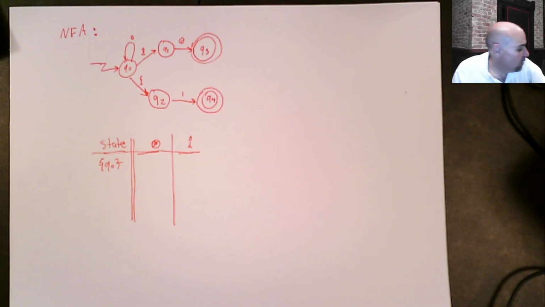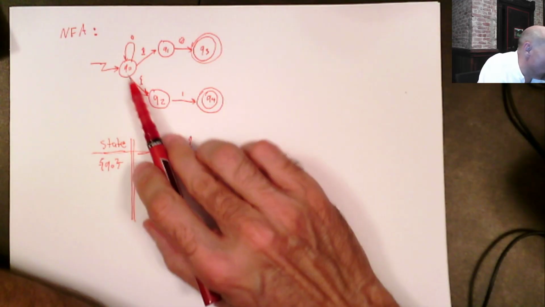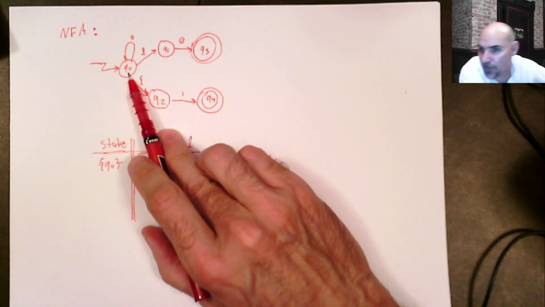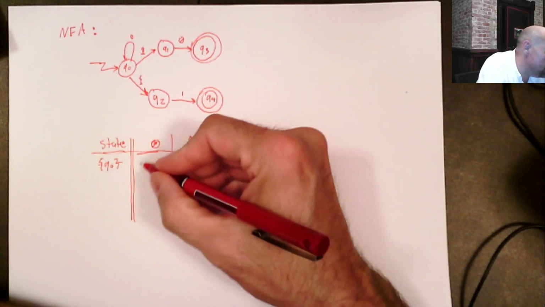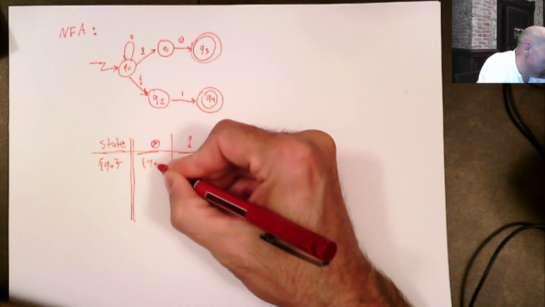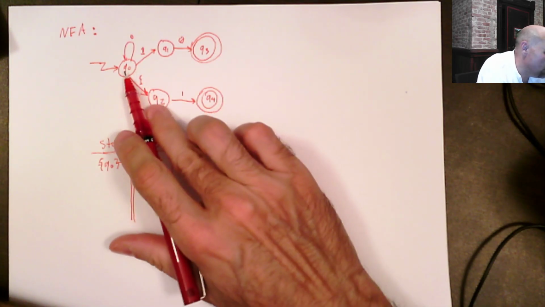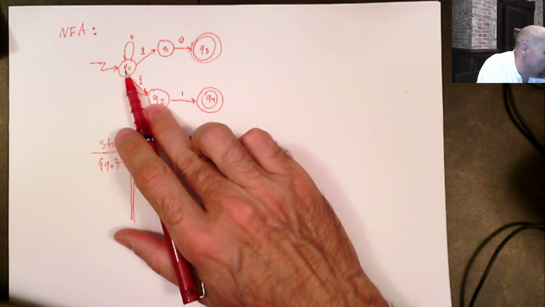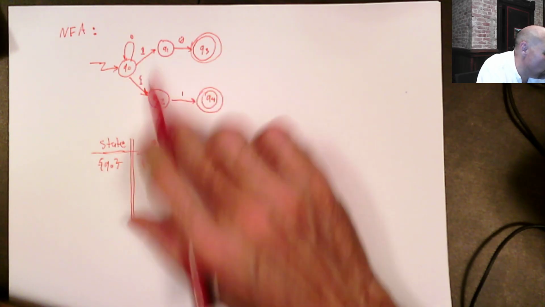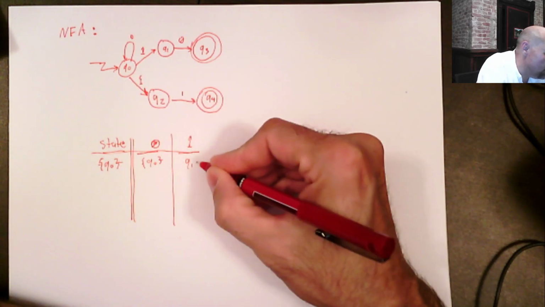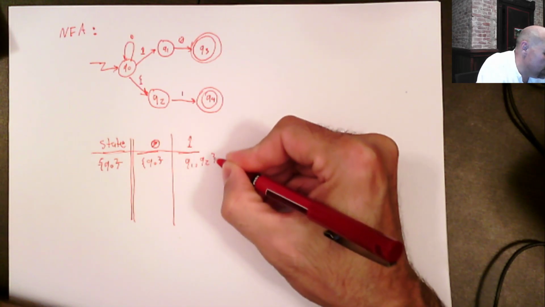Okay, now we are ready to start actually filling in the table. So Q0 on a 0. What are all the places I can get to on a 0 from here? So on a 0, I can only get back to Q0. So here, Q0. What are all the places I can get to on a 1? Well, 1 and 2. I can go to there, or I can go to there. 1 and 2. So here I'm going to put Q1, Q2.